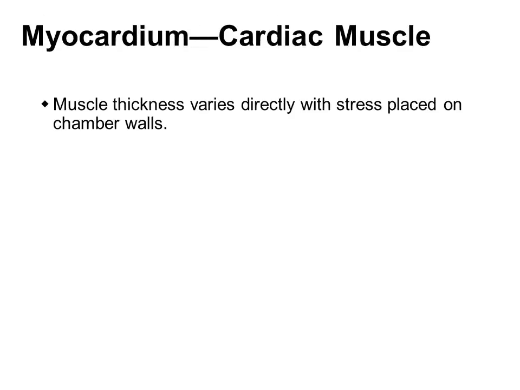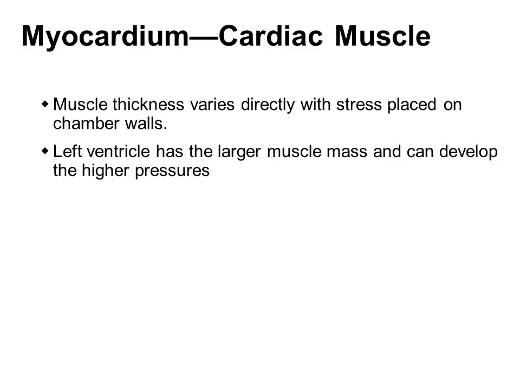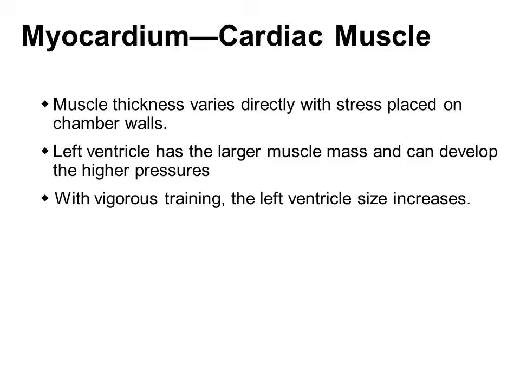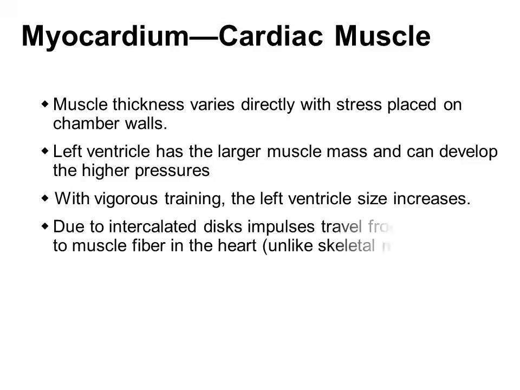Myocardium. As you saw in the last slide, muscle thickness varies with the stress placed on the chamber walls. And so if you have to generate more force, which you do in the left ventricle, the muscle thickness is going to be greater. The left ventricle has larger muscle mass and can develop higher pressures. With vigorous training, the size of the left ventricle can increase. So if you're a cardiovascular athlete, typically you have a larger left ventricle. And if you're a resistance trained athlete, you typically have a larger left ventricle.